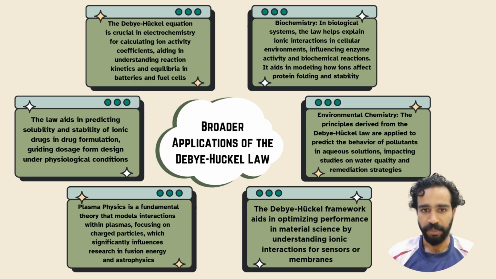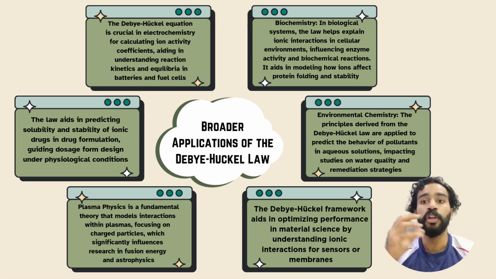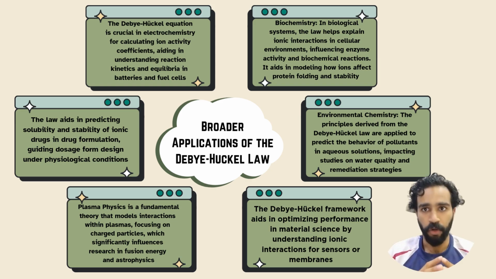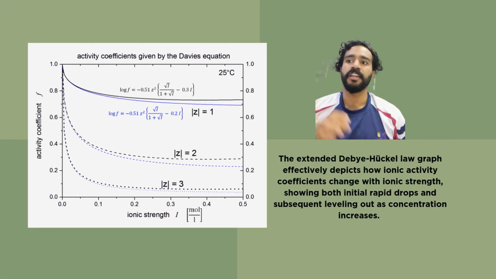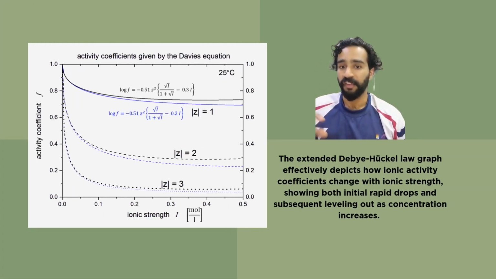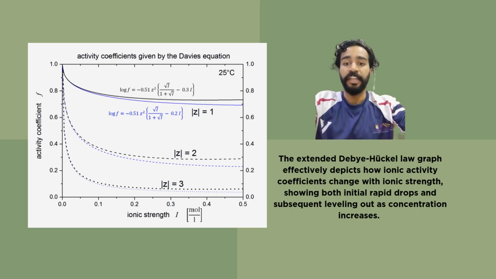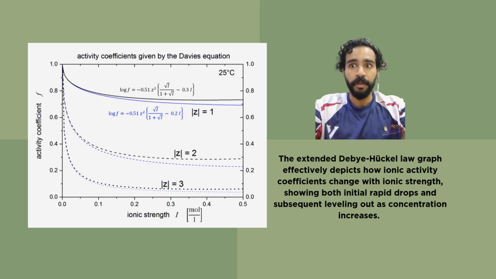In biochemistry, in biological systems, this law helps explain the ionic interactions in cellular environments, influencing enzyme activity and biochemical reactions. The Debye-Huckel law also aids in modeling how ions affect protein folding and stability. The extended Debye-Huckel law graph effectively depicts how ionic activity coefficients change with ionic strength, showing both an initial rapid drop and subsequent leveling out as the concentration increases.